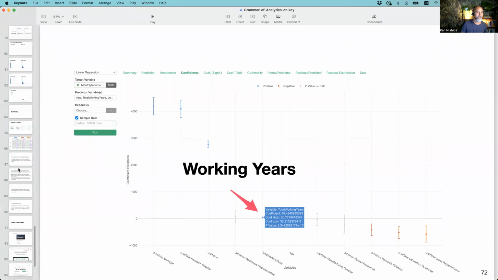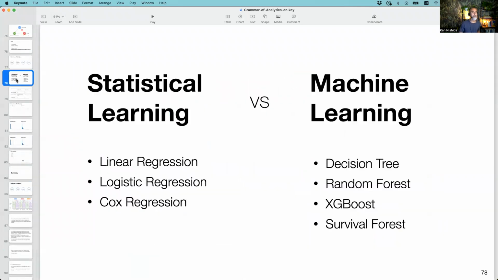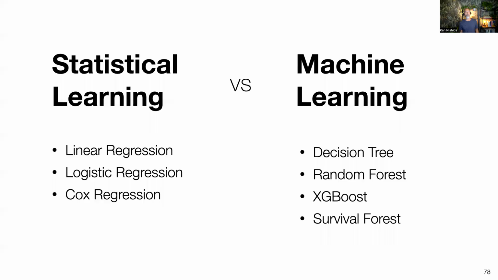So having said that, another thing is the difference between statistical learning and machine learning models. Statistical learning is the linear regression, logistic, Cox regression stuff, and machine learning is decision tree, random forest, XGBoost, and others. Behind the scenes, the statistical learning model is often a formula: Y equals something times X1 plus something times X2, and so on. Machine learning is more like a bunch of if-else statements in programming code or something. So that's, in a nutshell, the difference.